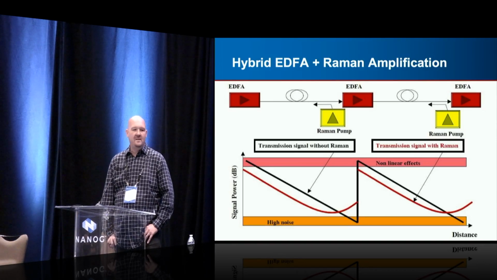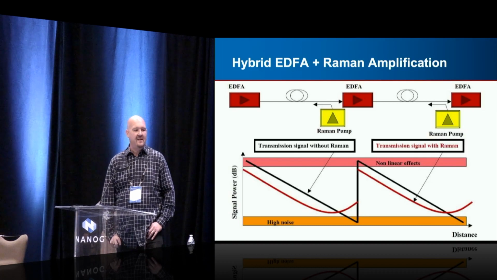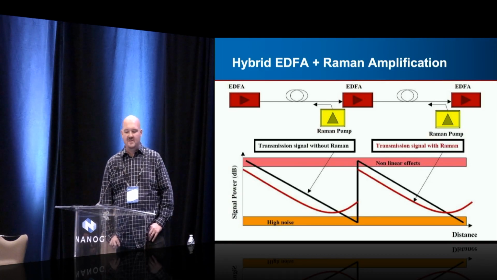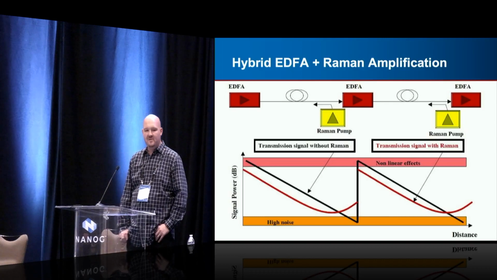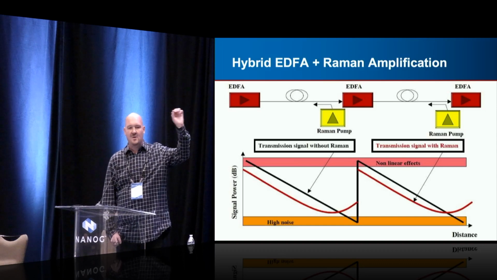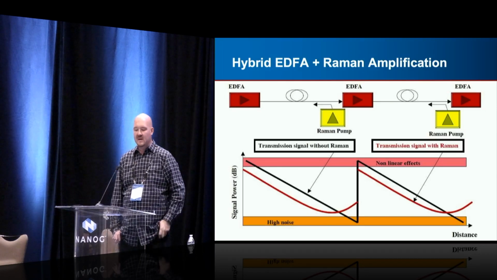On the one end, you don't need to transmit as high. Because I've got another form of amplification, I don't need to. The black line was what I had to do when it was an EDFA-only system. I had to start out high. I had to start out so high that I went into this nonlinear zone. Now I don't need to.